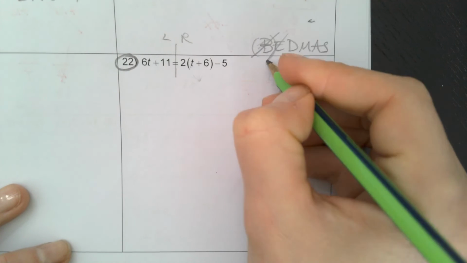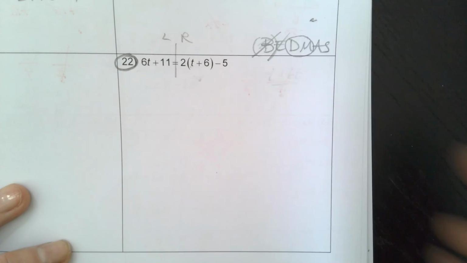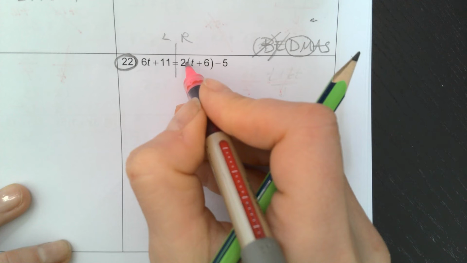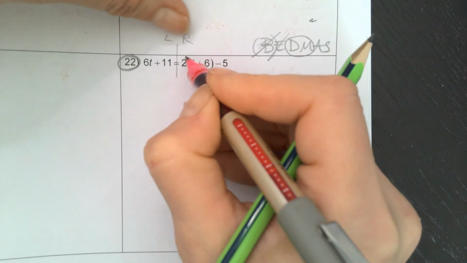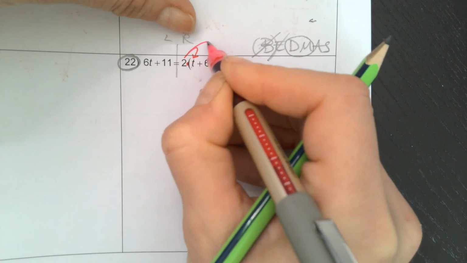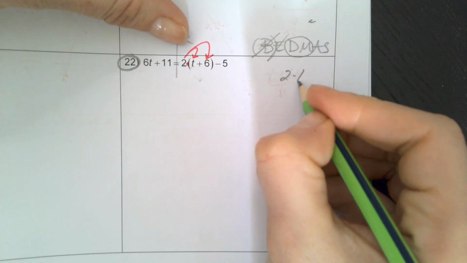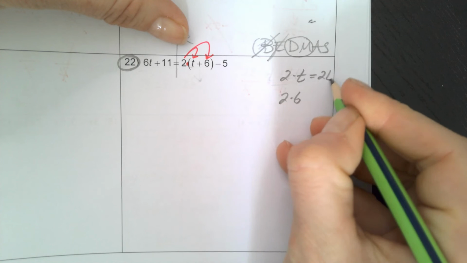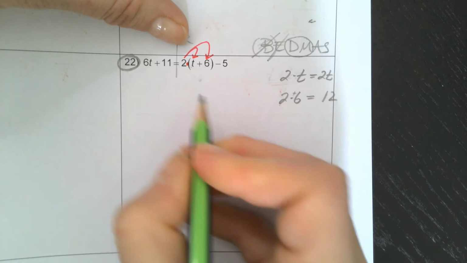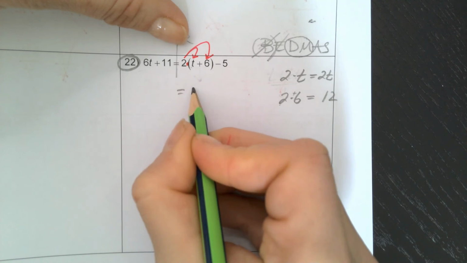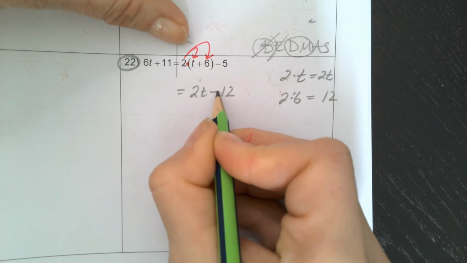I don't have an exponent. Do I have divide or multiply? I don't see it, but you have to know that here it's hiding 2 times everything in the bracket. So I have to distribute this 2 to everything inside the brackets. 2 times t, 2 times 6. That's 2t. And that's a positive 6, so 2 times 6 is 12. So I put plus 12.